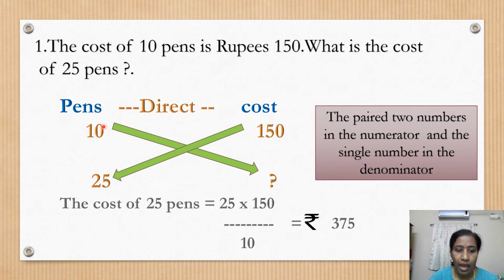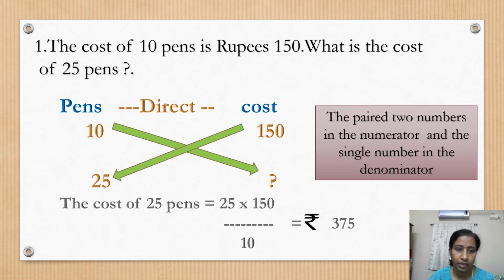Now, as we discussed, for direct variation, I'm just putting an x in between. And what I do with the x is, the two connected numbers 25 and 150 will come in the numerator. I multiply these two values. And the single number 10 will come in the denominator. I repeat, the two connected numbers will come in the numerator, and that one single number will come in the denominator, and you get the answer 375 rupees. So you can note this: the paired two numbers in the numerator and the single number in the denominator.